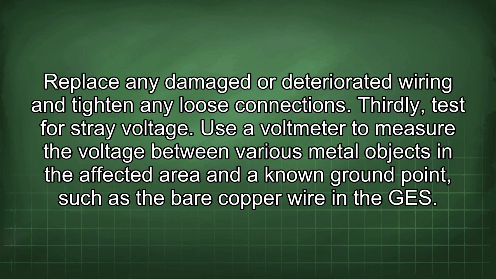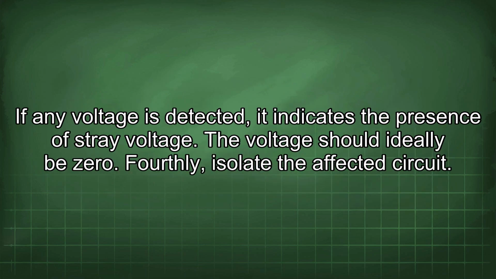Thirdly, test for stray voltage. Use a voltmeter to measure the voltage between various metal objects in the affected area and a known ground point, such as the bare copper wire in the GES. If any voltage is detected, it indicates the presence of stray voltage. The voltage should ideally be 0.